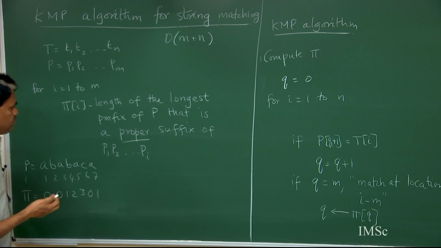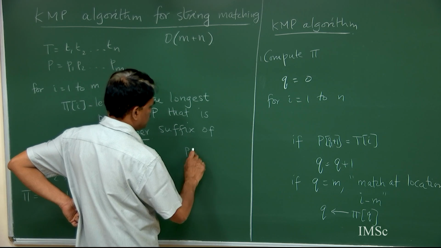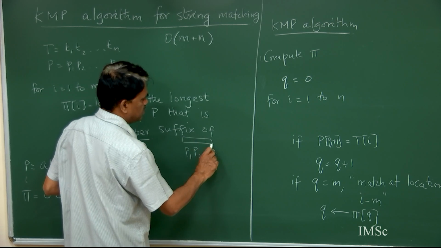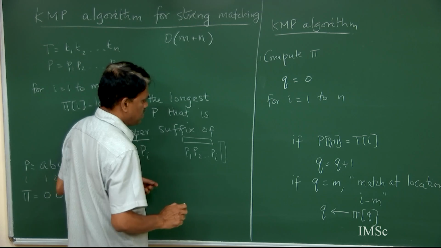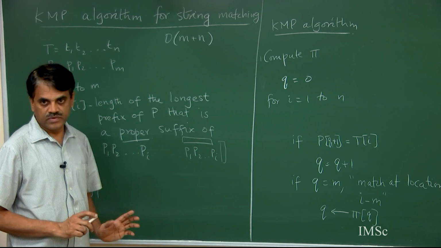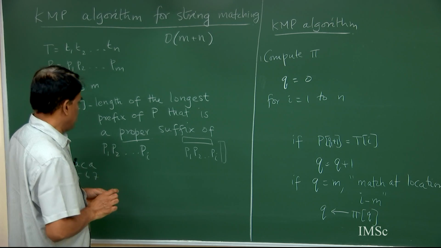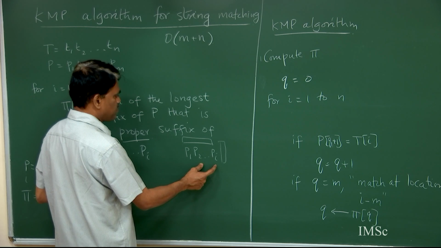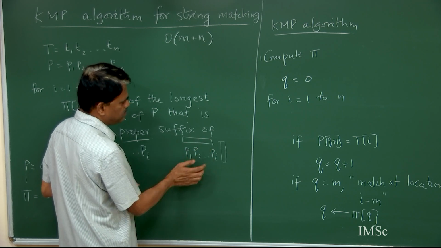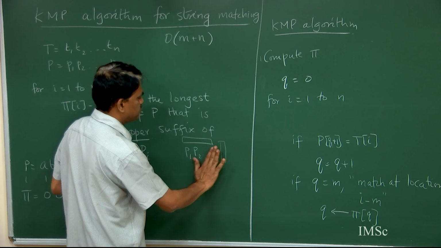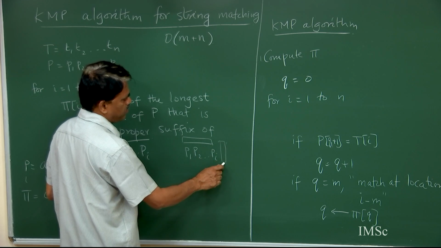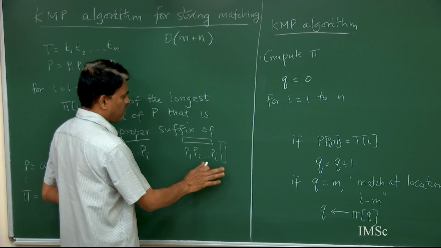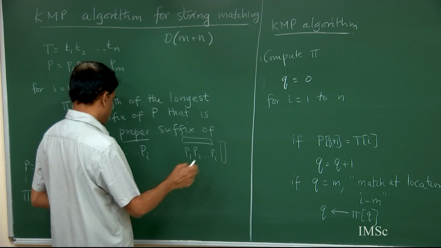So, the motivation for this is that if I manage to match up to this point with the text, and if there is a mismatch here, then how much do I shift my pattern for the next alignment? This number, the longest proper suffix which is a prefix of the pattern, tells you that that much you have already matched. So, that is the length by which you will shift the pattern, and then you will start comparing the next character of the text with whatever the next character of the pattern is after the shift.